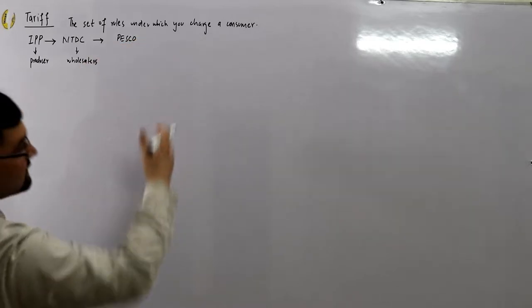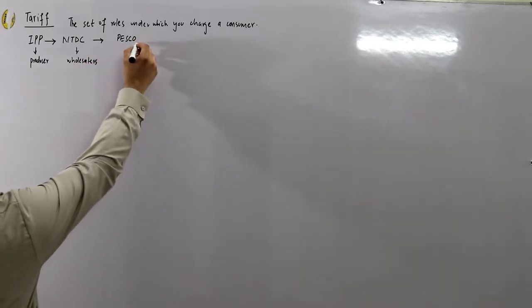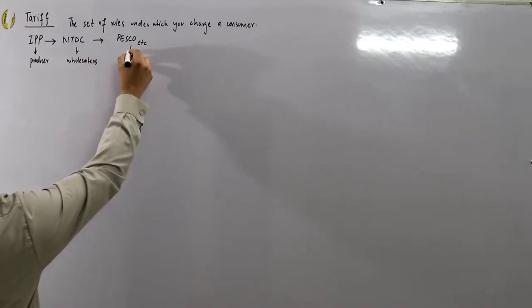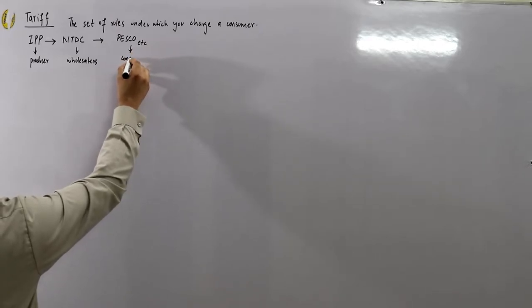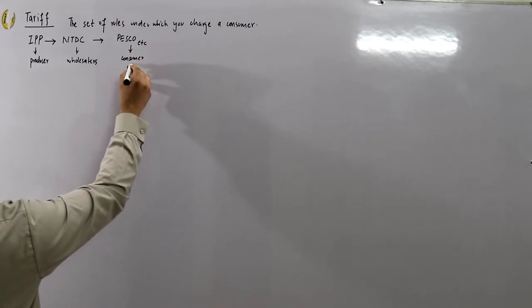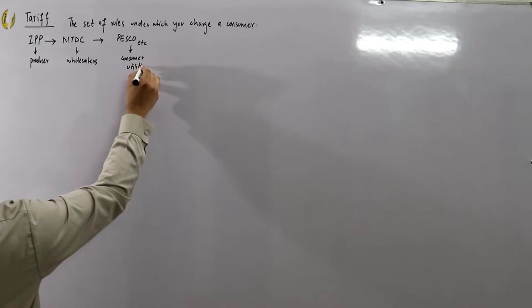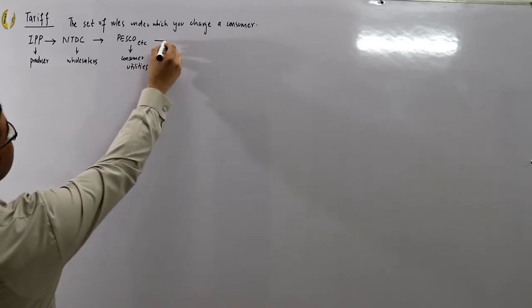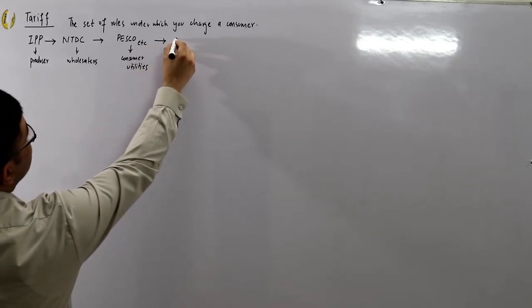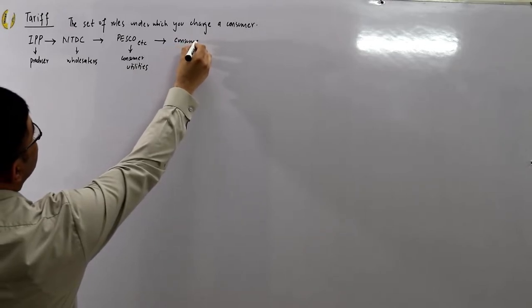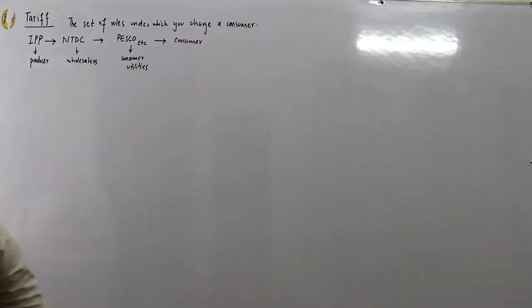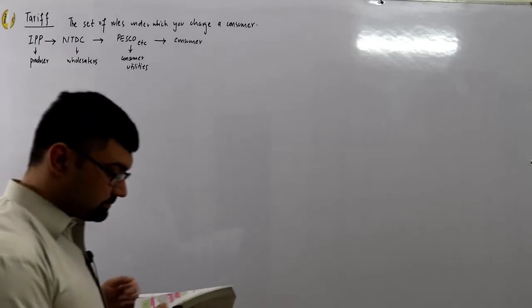So for instance, our Peshawar Electric Supply Company, PESCO, etc. These are the consumer utilities. And finally, this consumer utility sends it to the final consumer. So this is what the cycle is. The final consumer is the end user of the electrical energy.